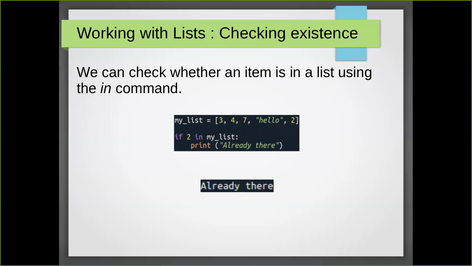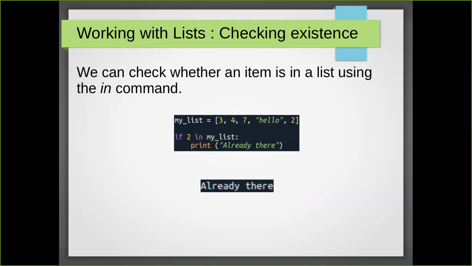Another thing that's quite useful to do is to check whether something exists within a list. So we can do that using the in command. So let's imagine we have our list 3, 4, 7, hello, 2, and we want to check whether the number 2 is in that list. So I can use an if statement here, which says if 2 in my list. And that's again an operation that will check and will resolve to a Boolean. Either 2 is in the list or it's not in the list. So it'll resolve to either true or false.